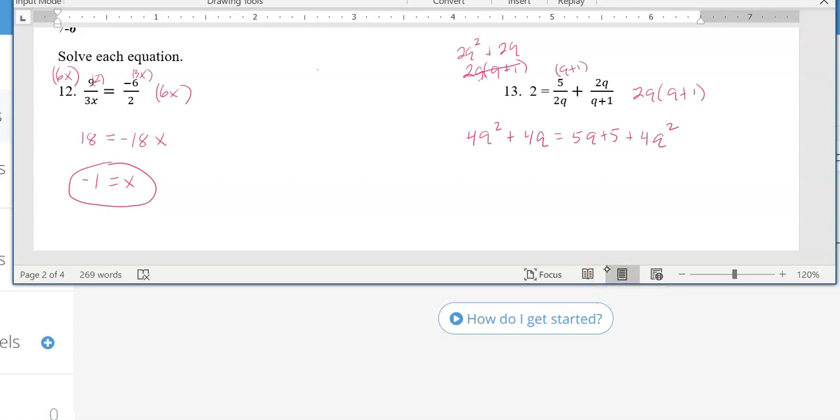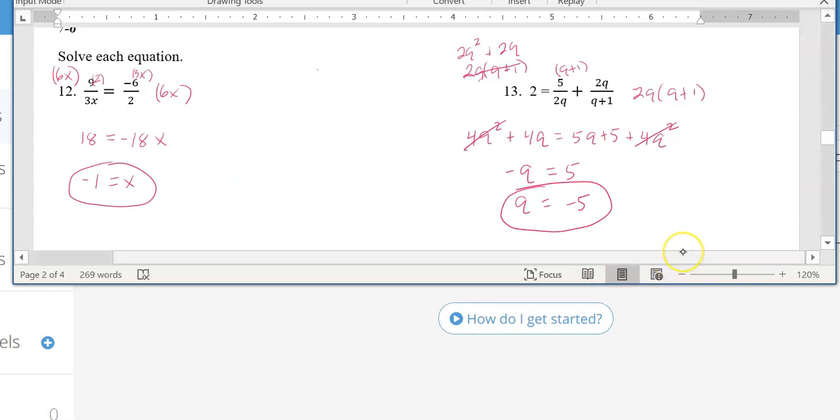So trying to get the q squares on the same side by subtraction, do you notice that they'll just cancel? And now I just can work on getting the q terms together on the same side. So I'm just going to subtract 5q from both sides. That's negative 1q equals 5. And then dividing or multiplying by negative 1 on both sides, I get q is negative 5. And that's my answer for number 13.